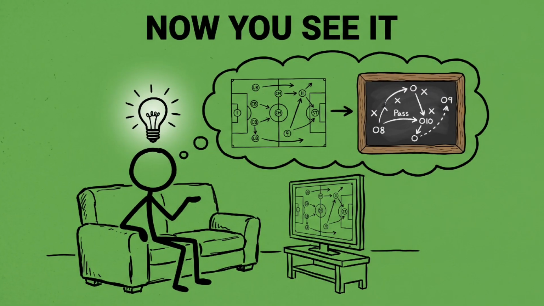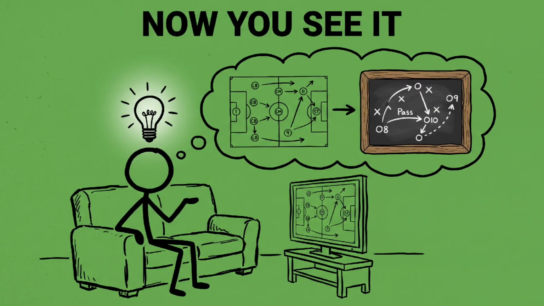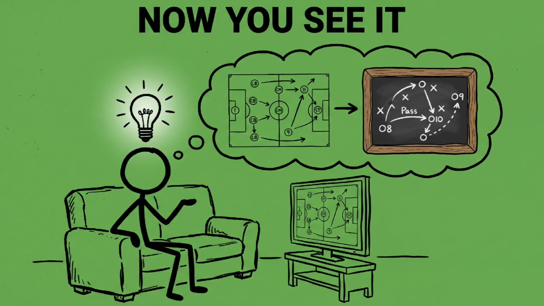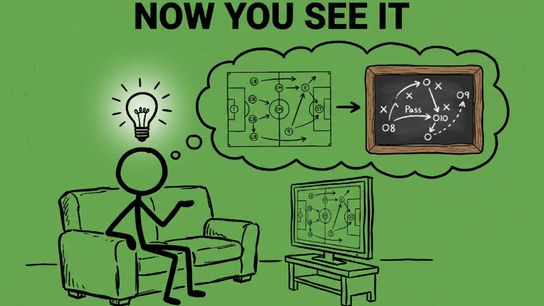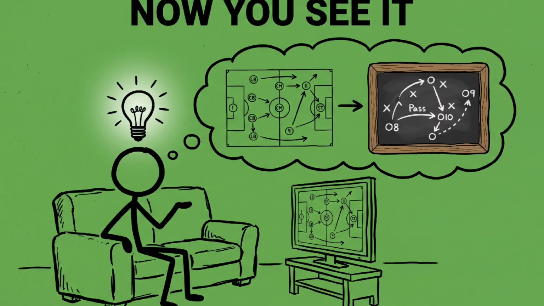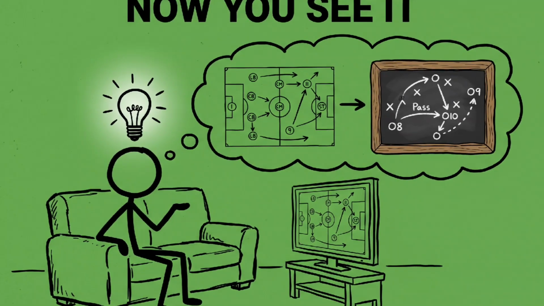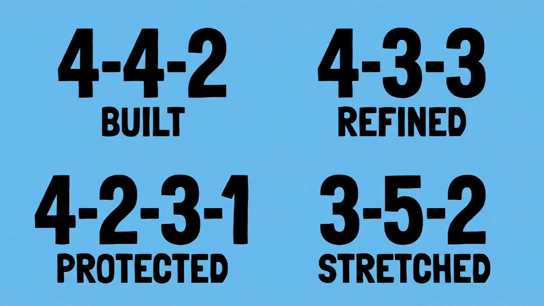So the next time that graphic appears on screen before kickoff, you'll see something different. Not just numbers, a philosophy. A set of problems the manager is trying to solve, and a set of answers they've decided to try. The 4-4-2 built the modern game. The 4-3-3 refined it. The 4-2-3-1 protected it. The 3-5-2 stretched it. And every single one of them breaks down the moment the ball starts moving.